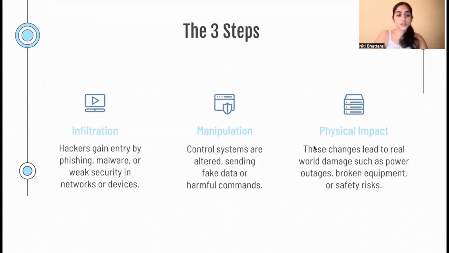Finally, we have the third step, which is physical impacts. This is when the attack causes real-world effects. So this can include things such as shutting down power grids, damaging equipment, or disrupting transportation.